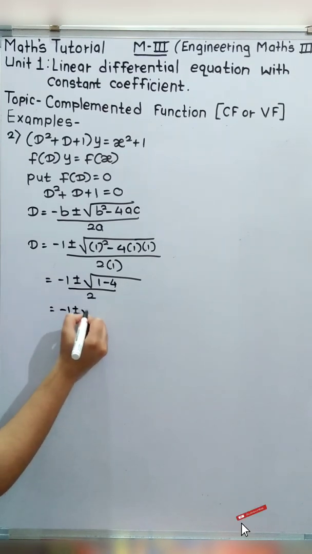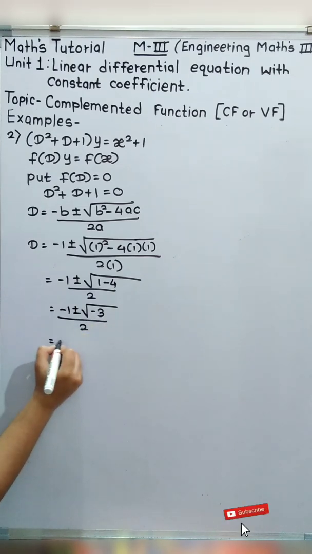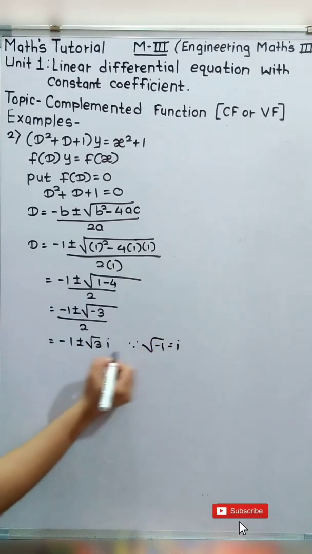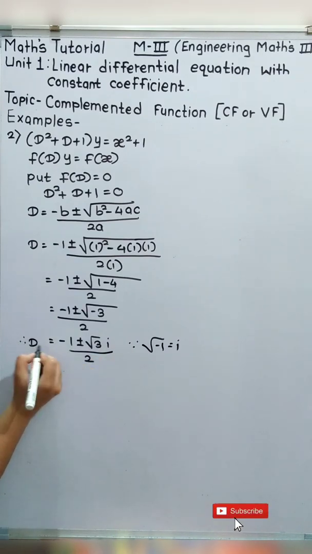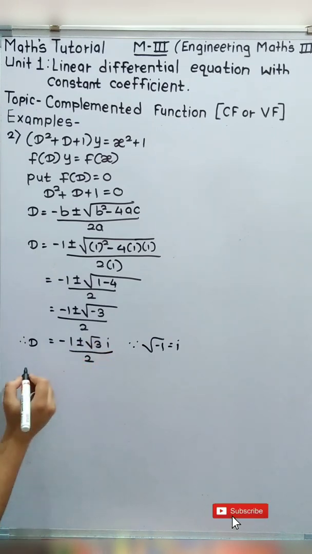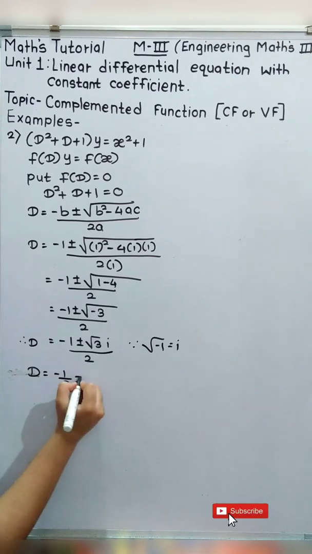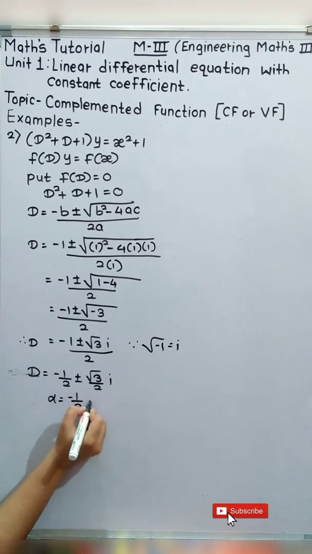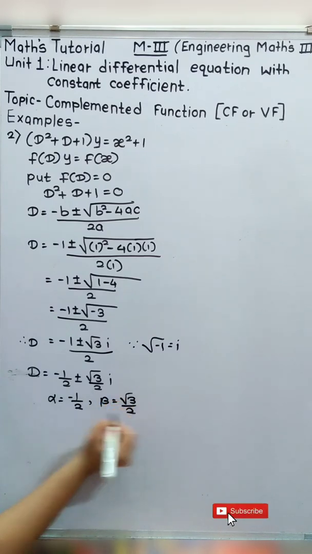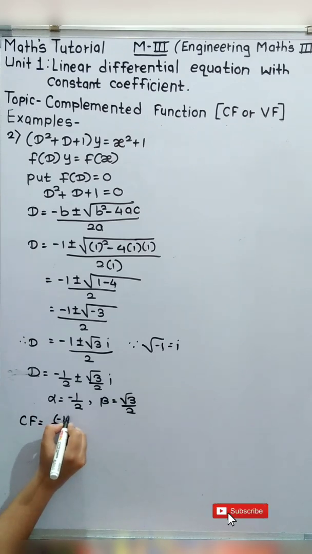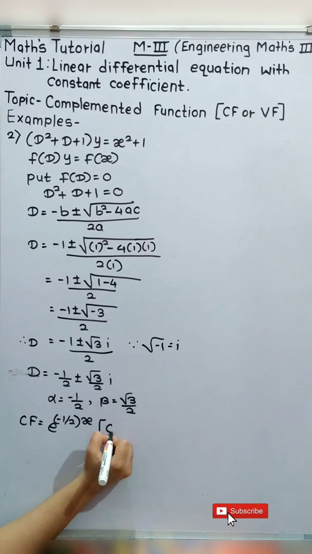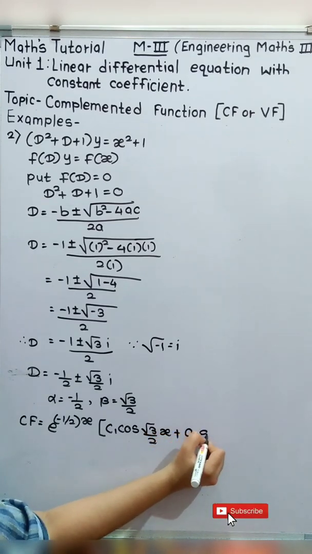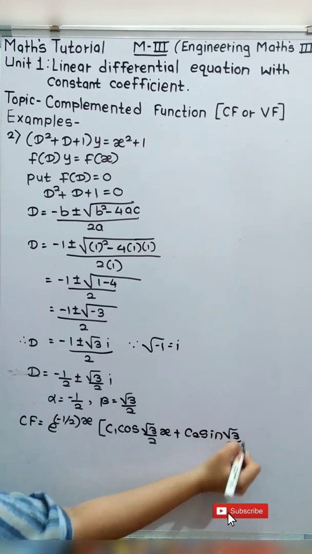Here (-1 ± √(-3)) / 2 = (-1 ± √3 i) / 2, since √(-1) = i. Therefore D = -1/2 ± (√3/2) i. Our alpha is -1/2 and our beta is √3/2. So CF = e^(-x/2)(c1 cos(√3/2 x) + c2 sin(√3/2 x)), where alpha = -1/2 and beta = √3/2.